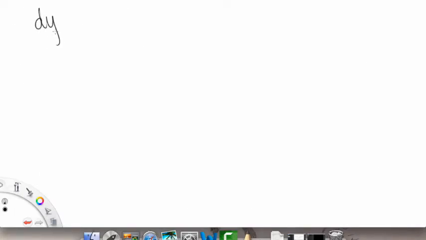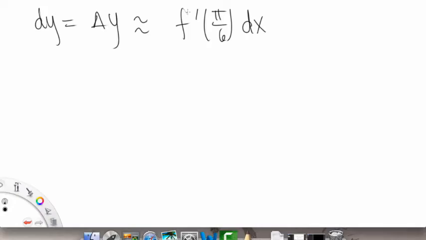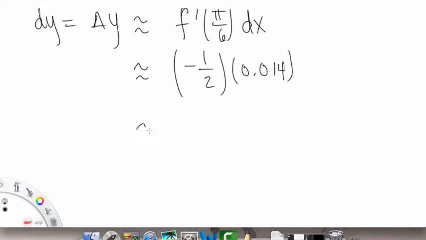Okay, so now we have that dy, which is the same thing as delta y, that's going to be equal to about f prime of pi over 6, which was our a, times delta x, or dx, right? So we're going to plug those pieces of information in. So f prime of pi over 6 was equal to a negative 1/2, all right? And then we were given that dx is equal to 0.014. So when we plug that in, we basically just get a negative 0.007. So this is about equal to our delta y.